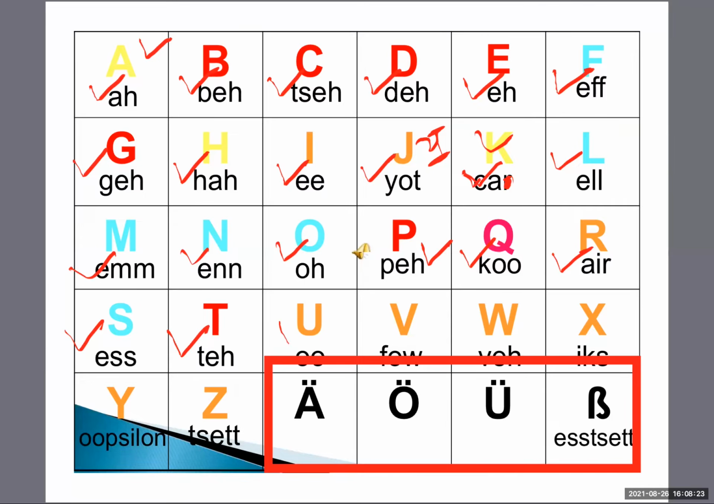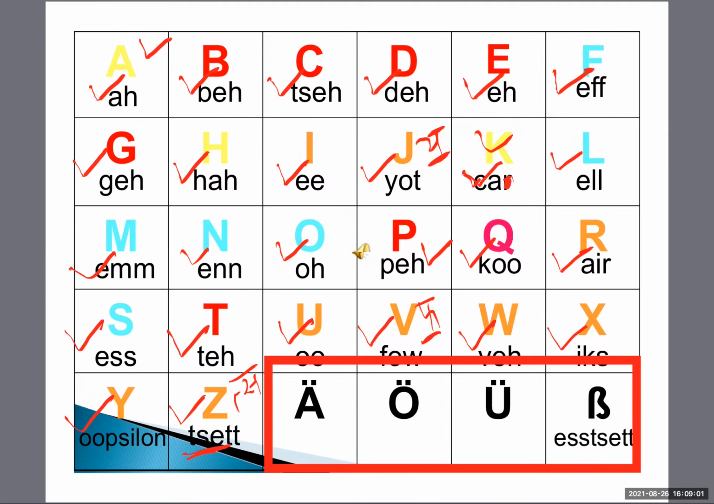U means U. V means fow, only in the alphabet we say fow. Whenever we read, it is F. W means way. X means x. Y means epsilon. Z means sat, only in the alphabet we say sat. Whenever we read, it looks like a little small the, looks like s. These are the 26 alphabets.